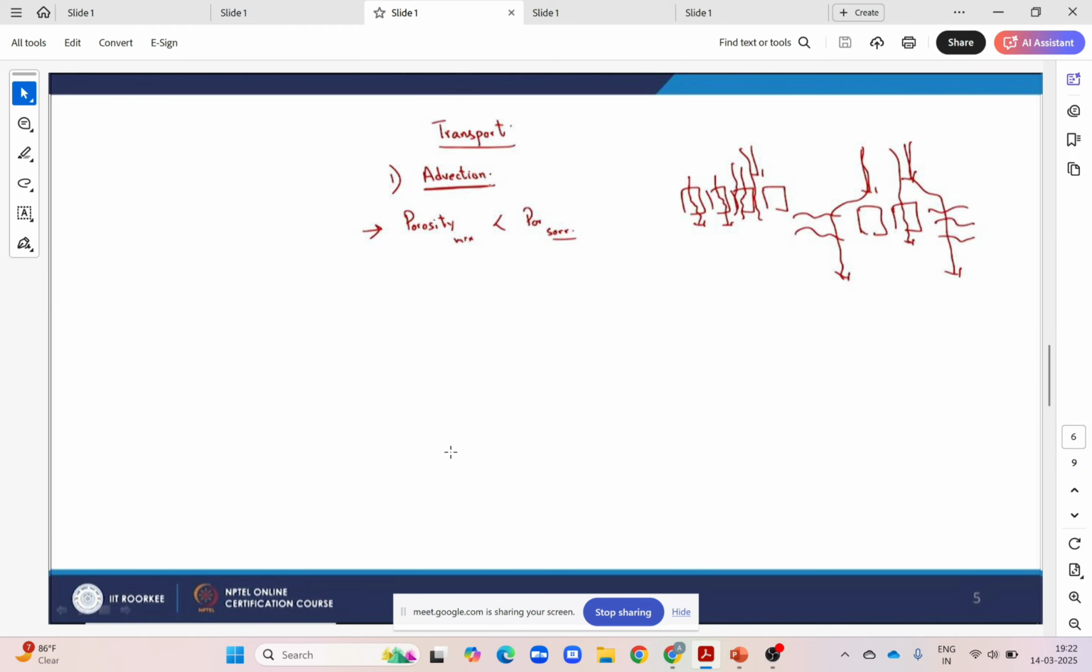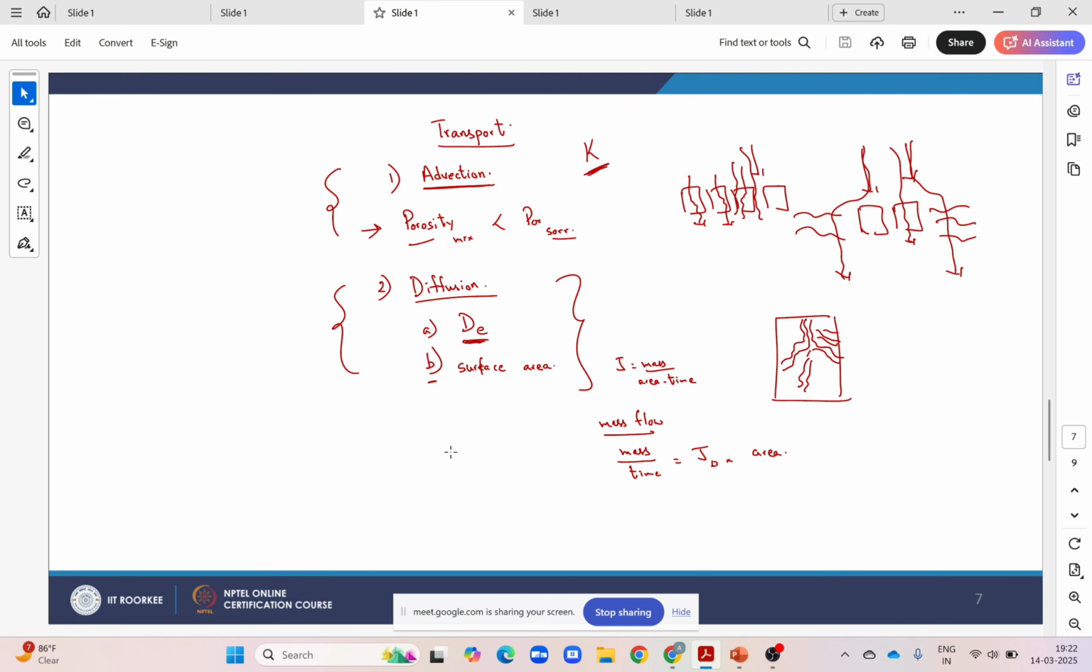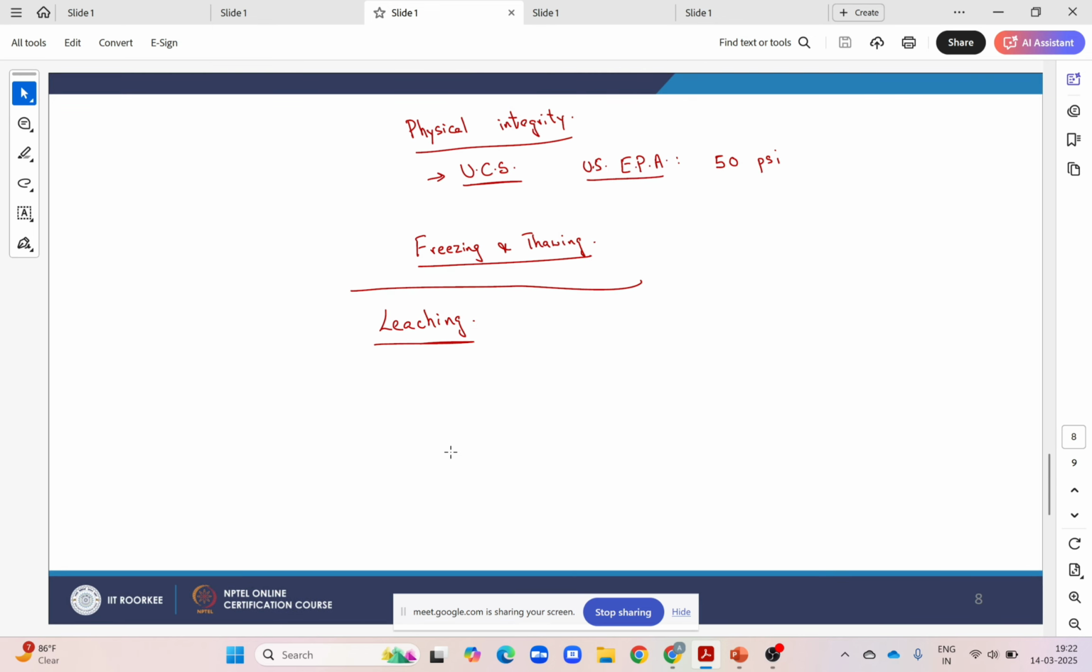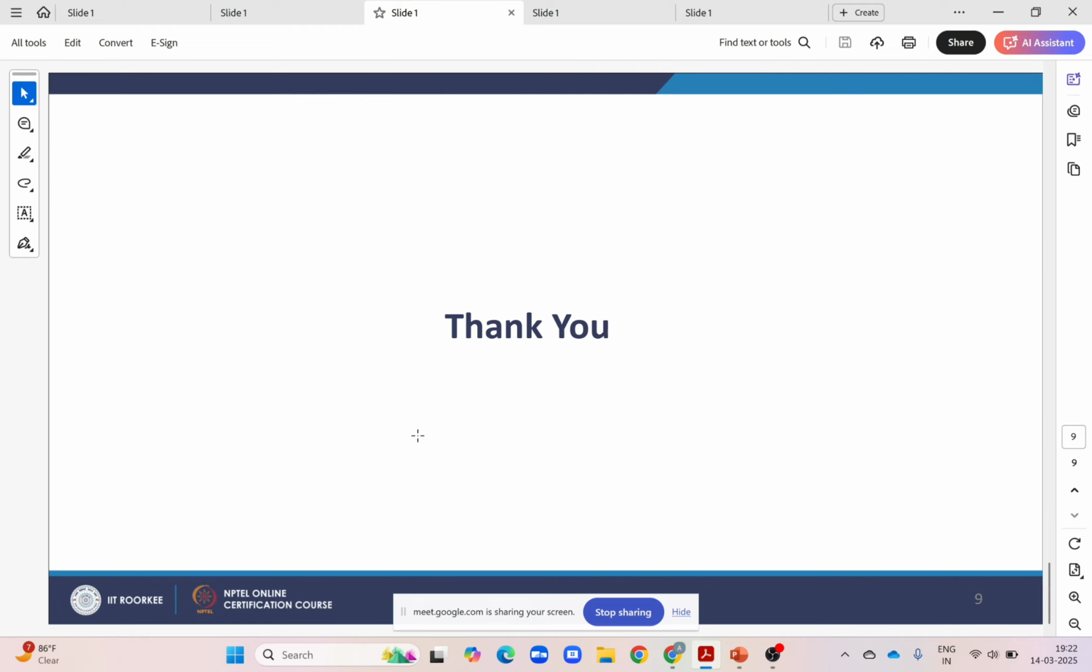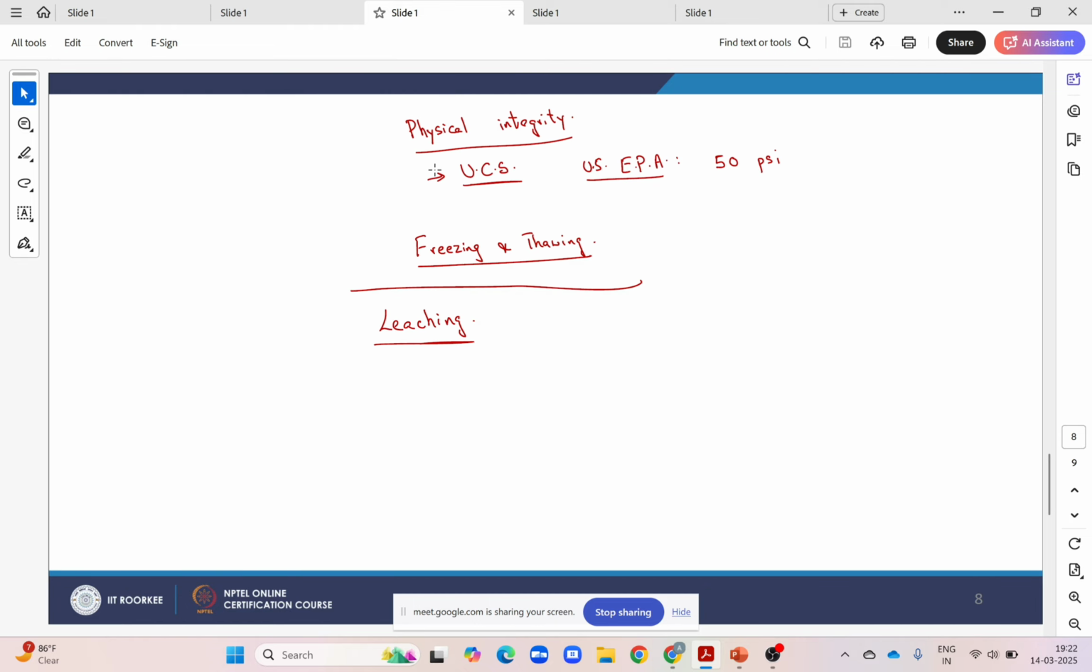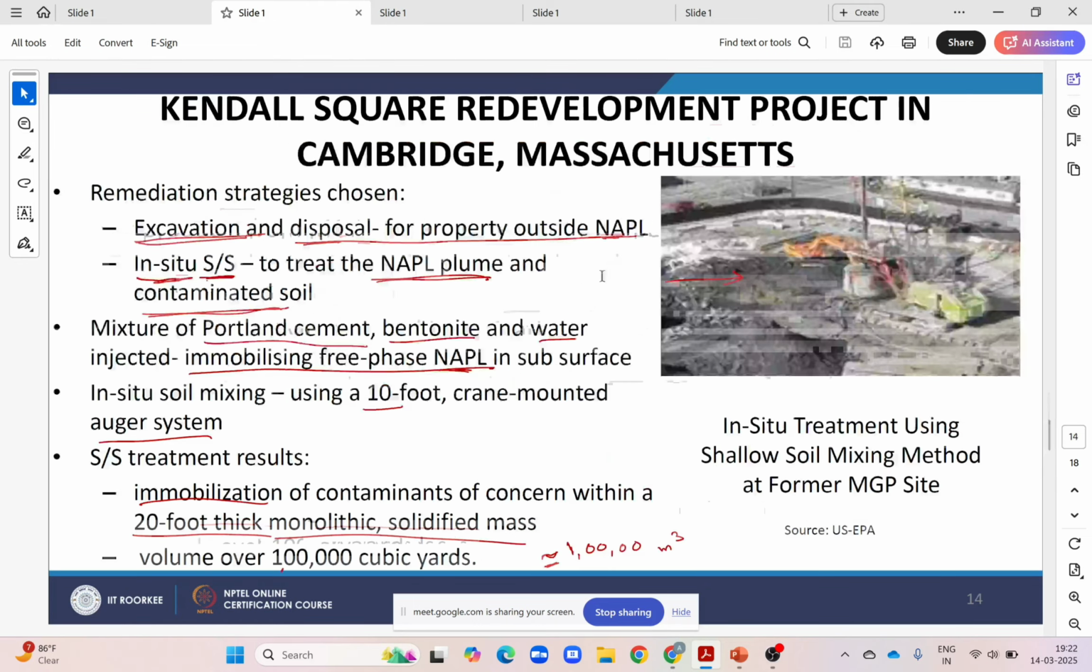Next is the transport mechanism. Advection can take place, and diffusion can also take place, and we will try to solve numericals based on the advection and diffusion of pollutants in solidification and stabilization. Next we'll discuss leachability.